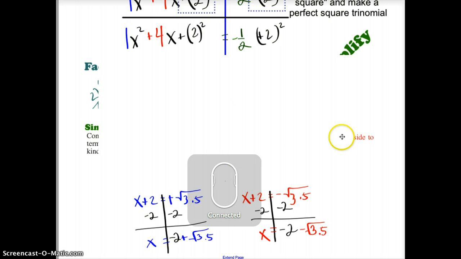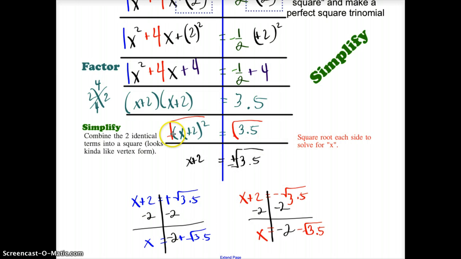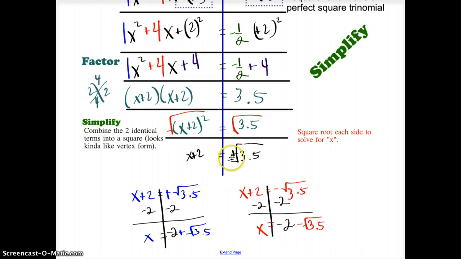I'm going to square root each side to solve for x. So I'm going to square root this side. This 2 and this red square root are opposites. They go away and cancel each other out. Parentheses melt away. X plus 2 equals the square root of 3.5. So I'm just going to do plus or minus the square root of 3.5. I have two solutions, one with a plus. I did that in blue. So x plus 2 equals positive square root 3.5. And then I have a -1, x plus 2 equals negative square root 3.5.